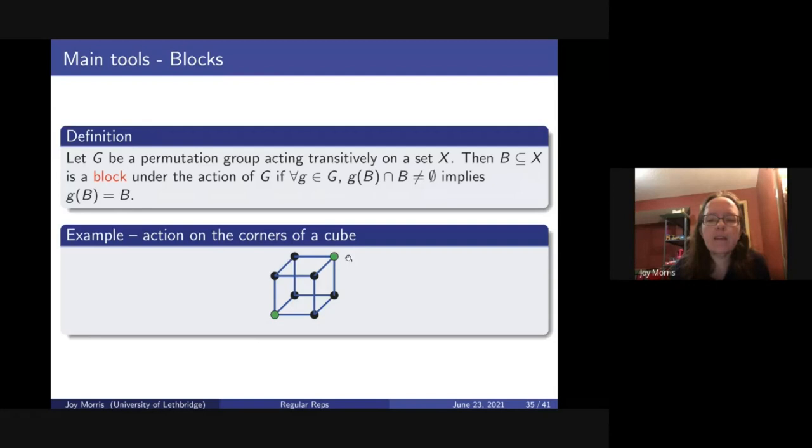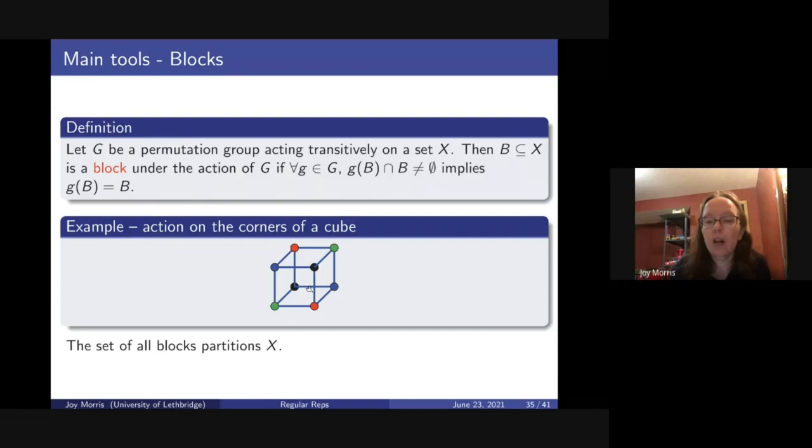But if I take these two sets of vertices that are diametrically opposite, they are a block, because there is no way to map one of them to one of these two vertices without mapping the other to the other. In fact, we can take all of the pairs of diametrically opposite vertices. So we get the pair of green ones, the pair of red ones, the pair of blue ones, and the pair of black ones. These create all of the possible blocks that we get as images of that first green block under various automorphisms of the cube. And they give us a partition of the vertices of our cube.